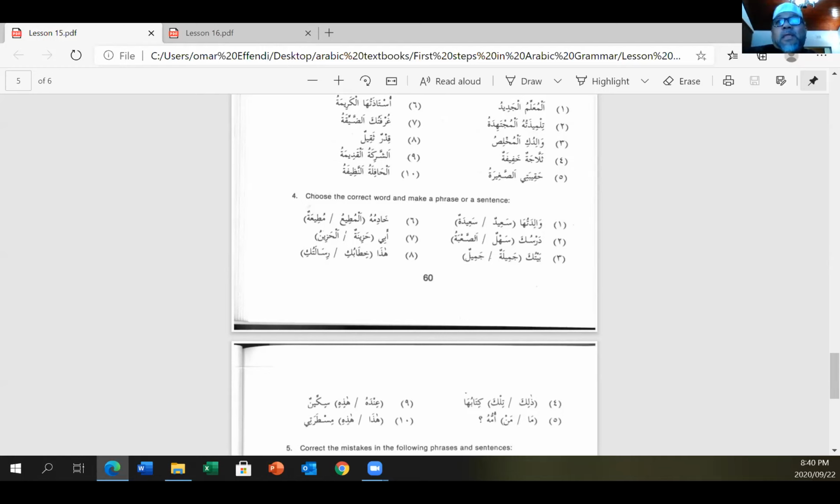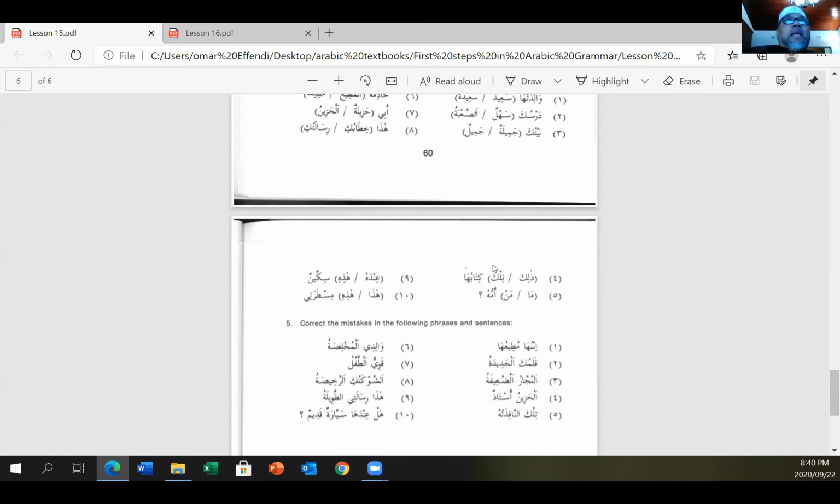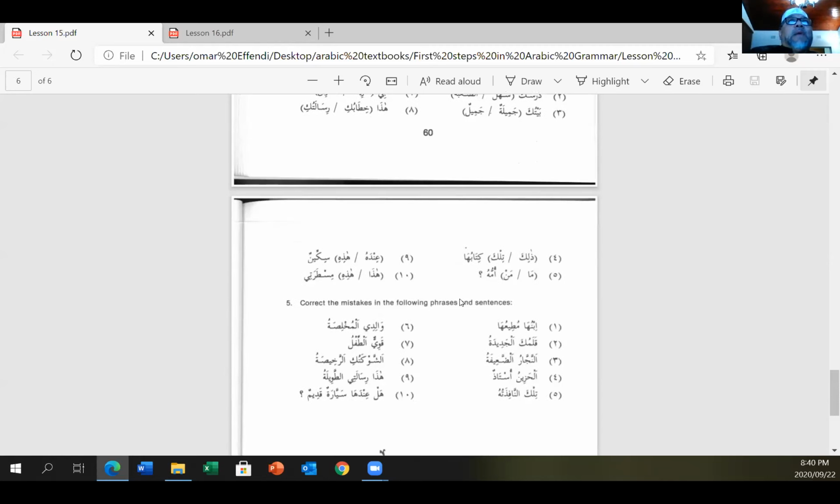The next one here, dhalika or tilka kitabuha? Dhalika kitabuha, because kitabu is masculine. The ha is possession here. Kitabu is masculine, dhalika is for masculine, and tilka is for feminine.